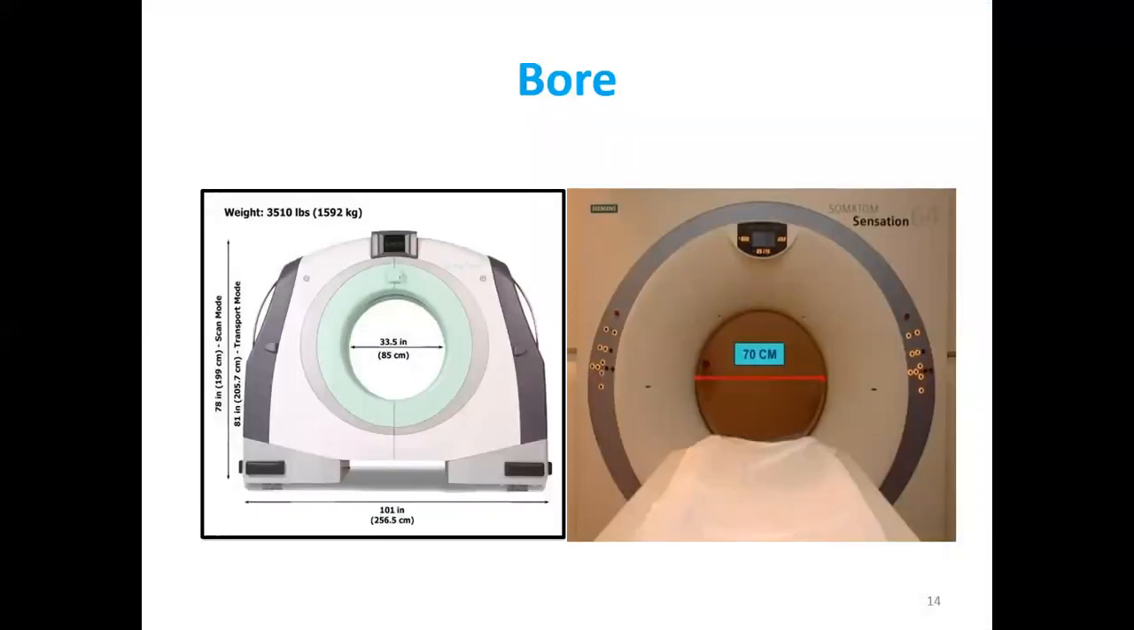Another confusing thing is the bore and FOV. Bore means the aperture of the CT. This is called the bore, mostly 70 centimeters or 85 centimeters.